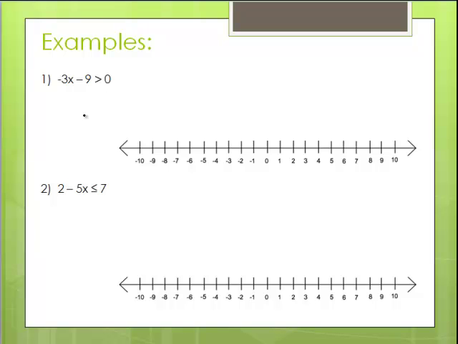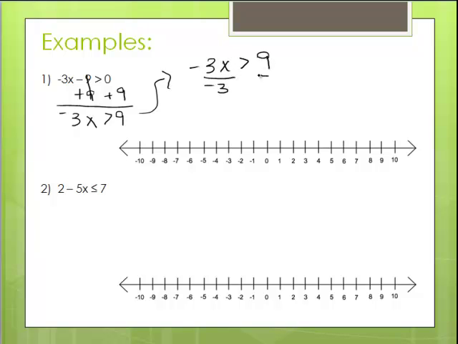Here are some examples. Pretend like this is an equation and just solve it. If you were solving this, you would add 9 to both sides. You would get negative 3x is greater than 9. Now you divide by negative 3. Since you are dividing by a negative, you must reverse the inequality sign. So this would be your solution. How would you graph x is less than negative 3? Less than is to the left.